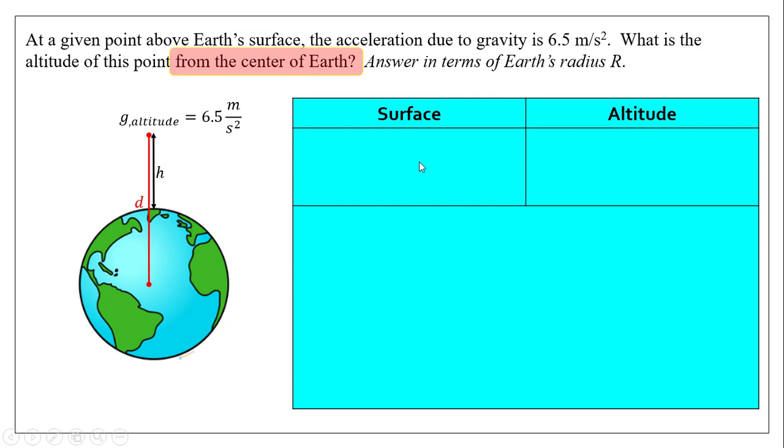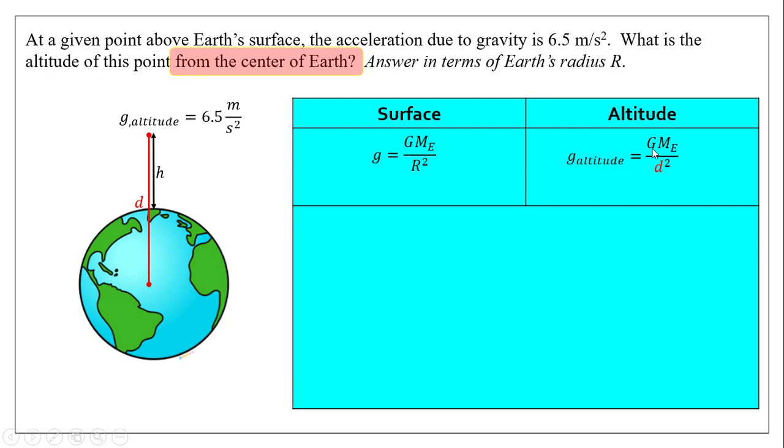In order to find this d, I'm just going to set up my little chart here. My reference point will be my surface once again. Acceleration due to gravity is capital G times m Earth divided by the radius of Earth squared. All right. And because it wants us to find d, I need to set up what the function is for this particular height measured from the center of the Earth. Well, I will use the same function, but here I chose to use the subscript altitude just to indicate that at this particular height above the surface, it is 6.5 meters per second squared.